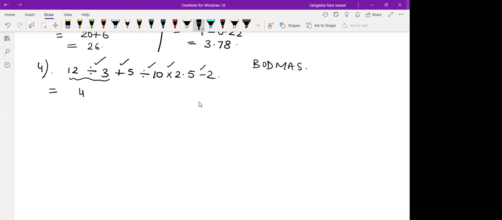Okay, then you will write these numbers as they are. This is now 5 divided by 10. Okay, okay. So what is 5 divided by 10?